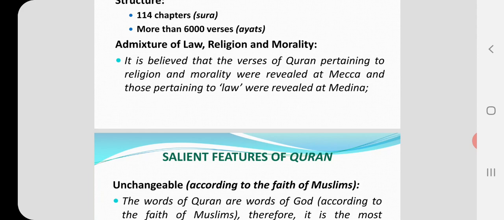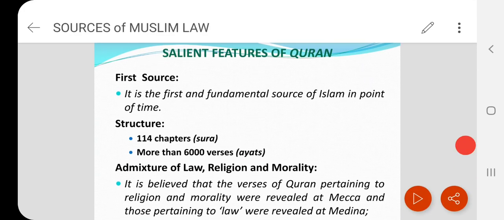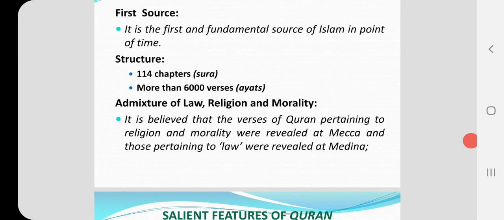The Quran is not a book of law only. And that is why it is said that it is a mixture of law, religion, and morality. Some of the verses were revealed at Makkah. Some of the verses were revealed at Medina. And it is believed that the verses of the Quran pertaining to religion and morality were revealed at Makkah, and those pertaining to law were revealed at Medina.